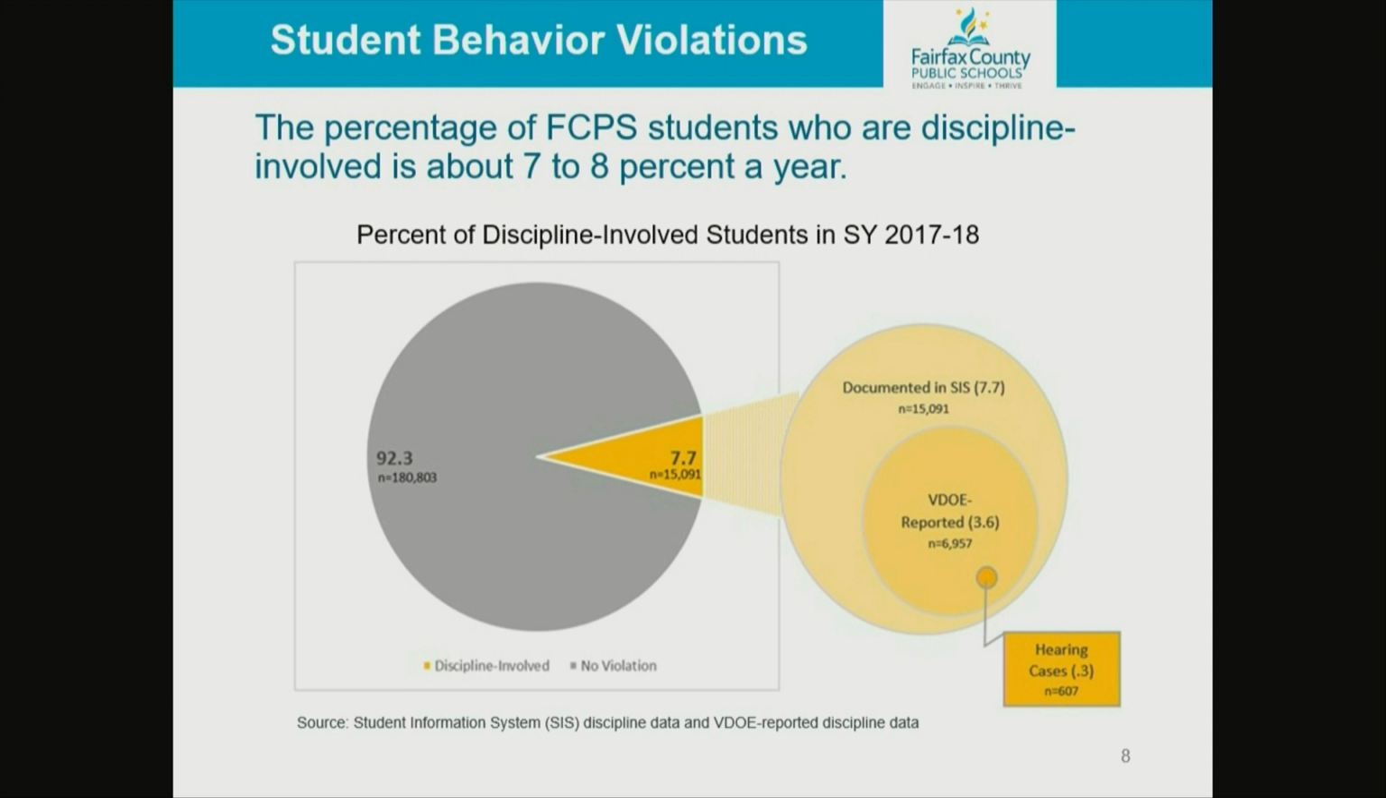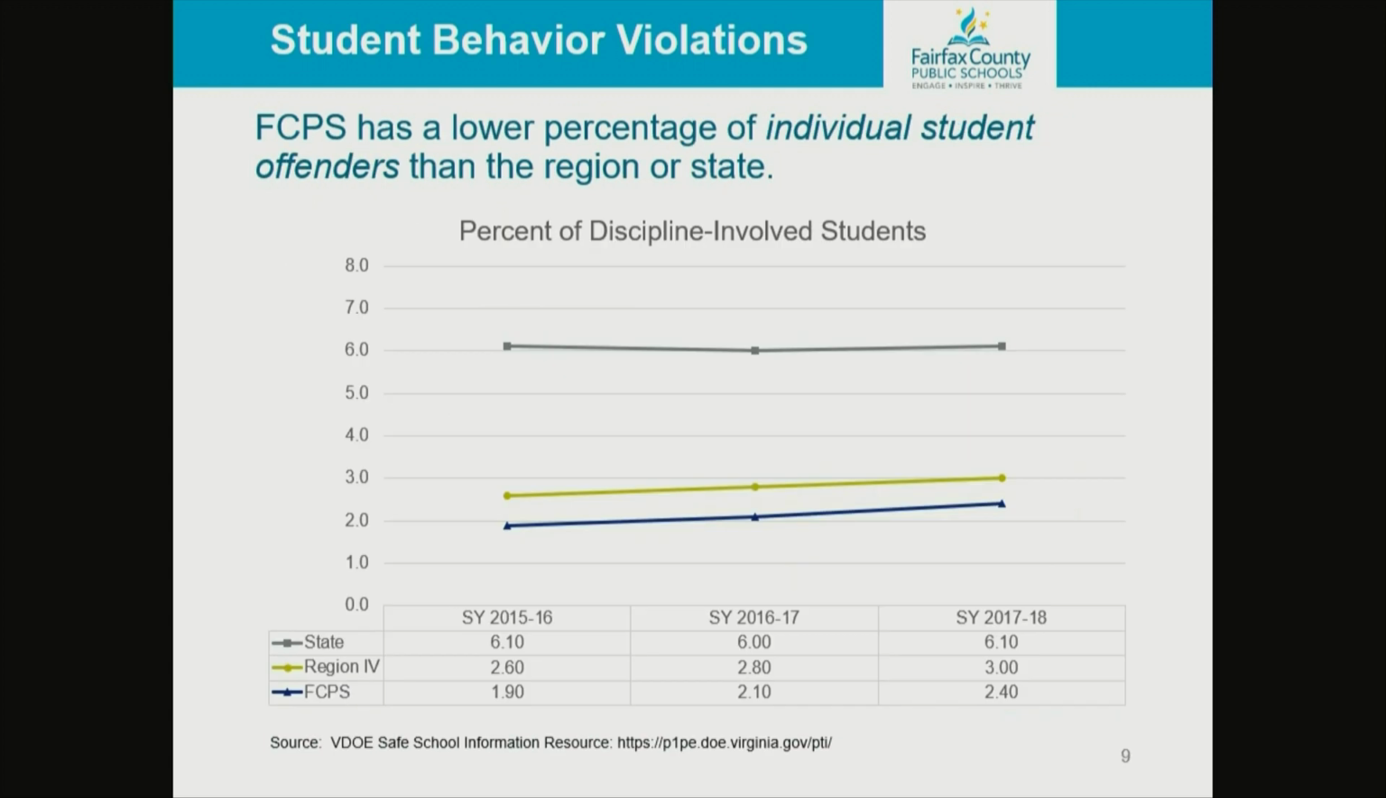And those numbers, most of them, other than VDOE, have been pretty steady across the years. Here you'll see FCPS's discipline-involved students over time. This is something that comes from the state, and they actually select a subpart of the ones that get reported to them to provide this data.